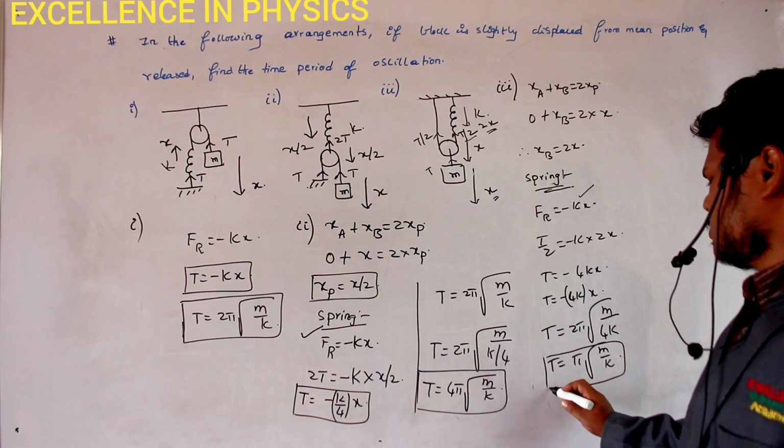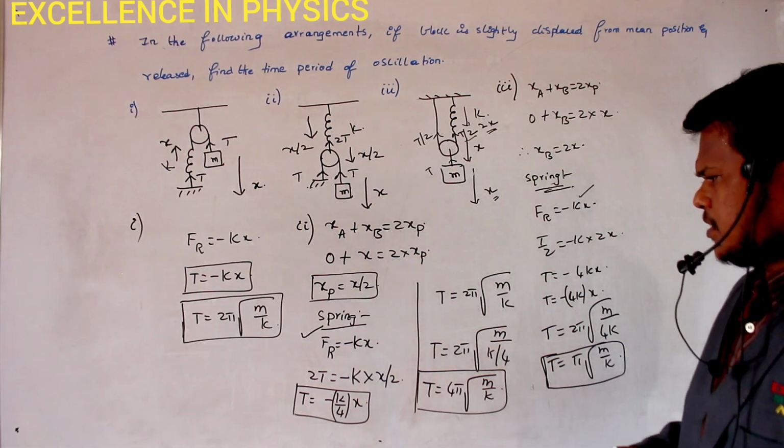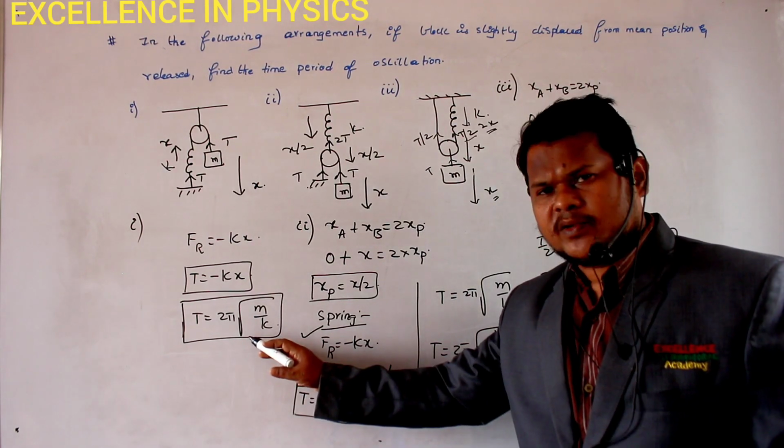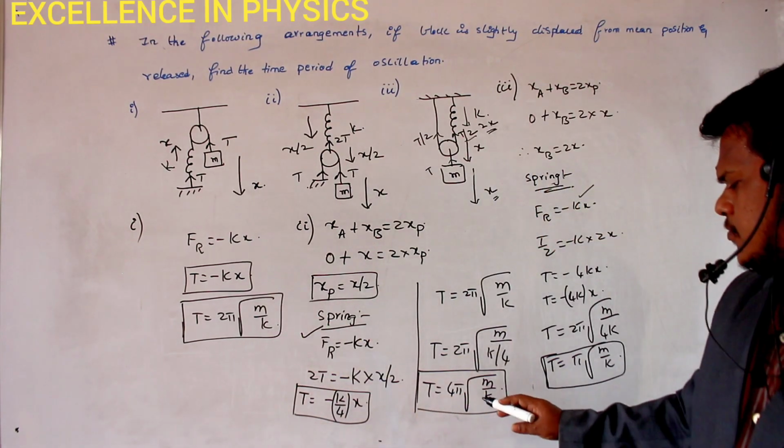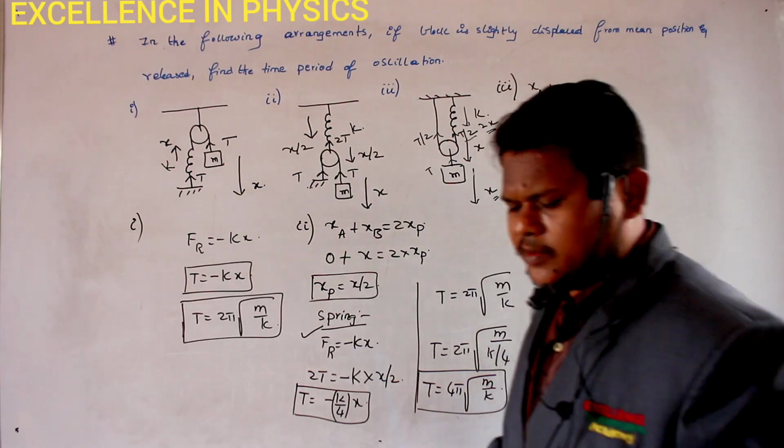Are you able to understand, ma? So I hope you have understood the procedure in which we have done this calculation. Clear? So here the time period is 2 pi root m by k. Here the time period is 4 pi root m by k. Here it is pi root m by k. Clear? Come on, make a note up to here.